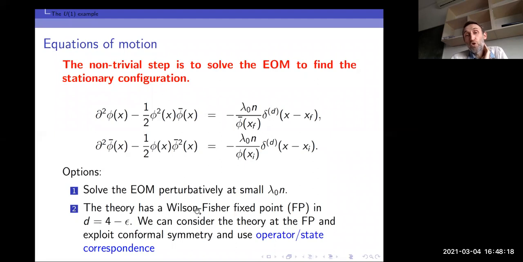Or we can try to exploit conformal field theory, in the following sense: we consider our U(1) scalar field theory in 4 minus epsilon dimensions. As you all know, for epsilon small, this model features the Wilson-Fisher infrared fixed point. Working at that infrared fixed point, we can exploit the constraints of conformal symmetry. In particular, what will be important for us is that we can use the operator-state correspondence to make progress in solving this system.